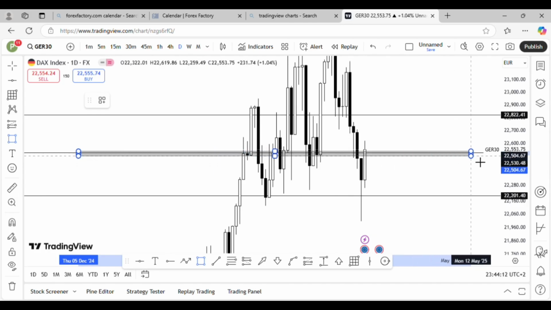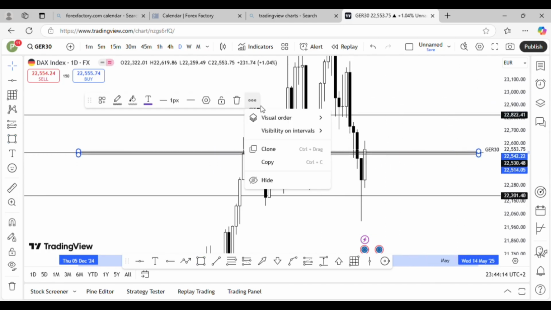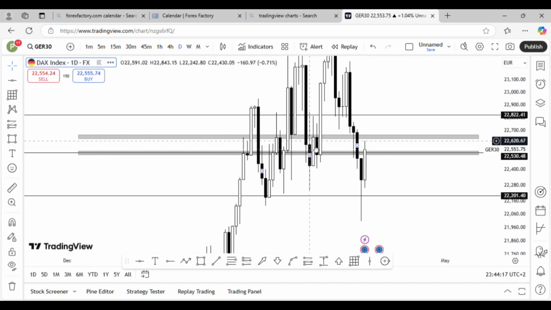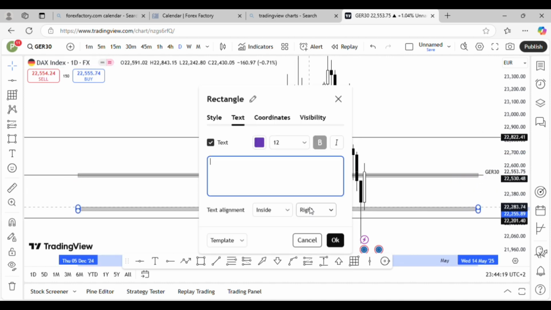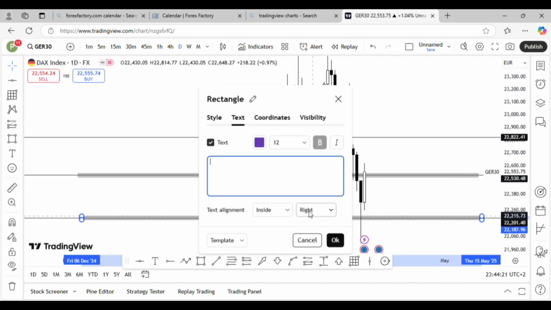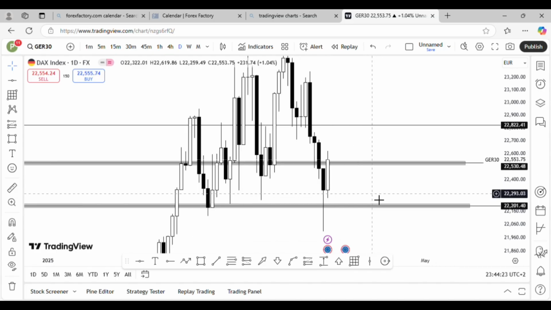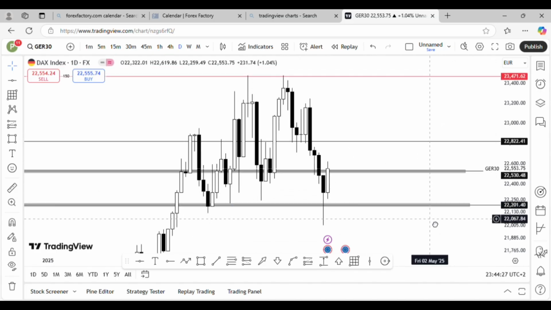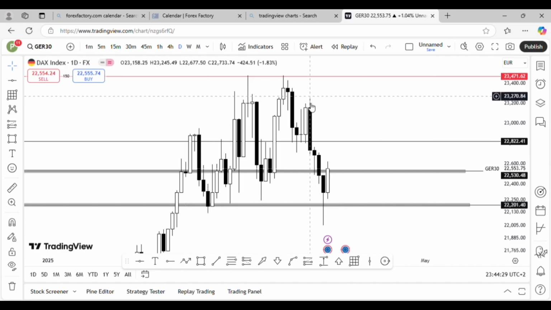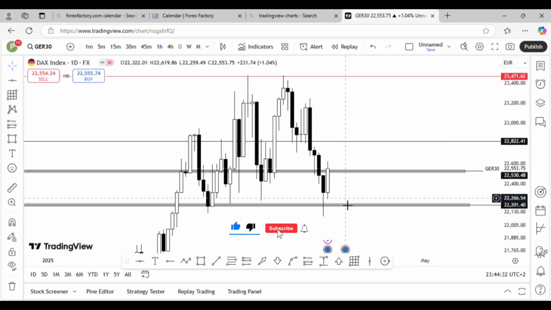This zone is a zone that we have to monitor. Not just that zone only, but also this zone there. So these two zones are the zones that we have to monitor no matter what. We had a double top there and the market pushed to the downside.